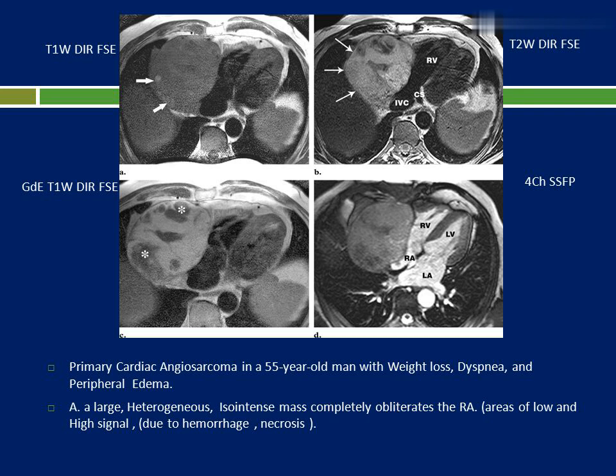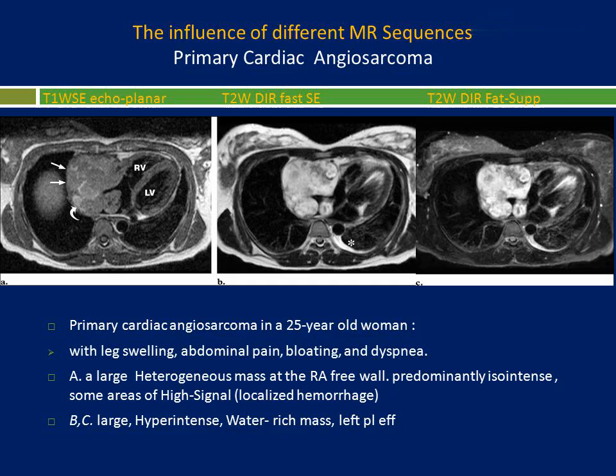4CH SSFP. T1W FSE. Primary cardiac angiosarcoma in a 55-year-old man with weight loss, dyspnea, and peripheral edema. A large, heterogeneous, isointense mass completely obliterates the RA. Areas of low and high signal, due to hemorrhage and necrosis. The influence of different MR sequences. Primary cardiac angiosarcoma. T1 coplanar. T2W fast SE.